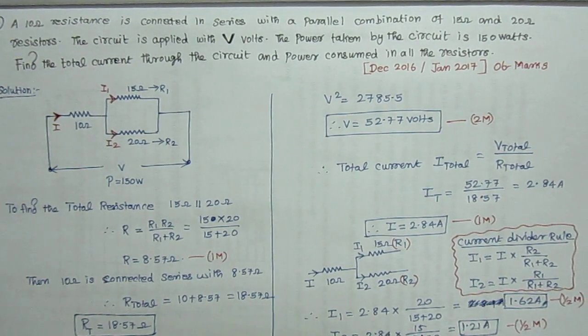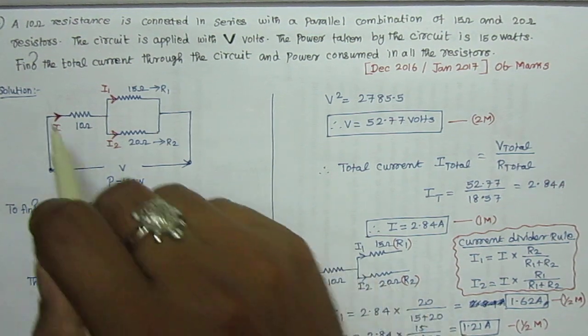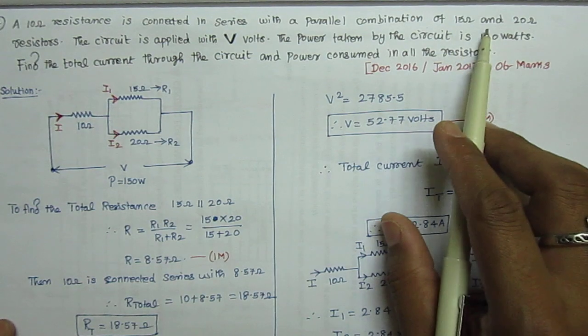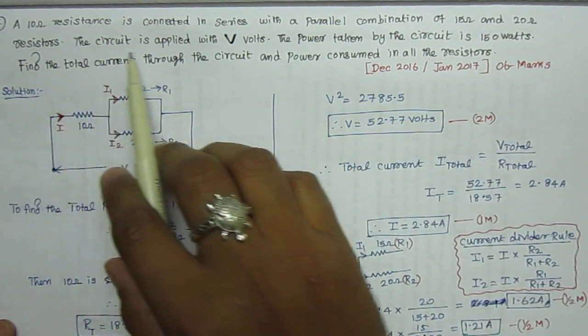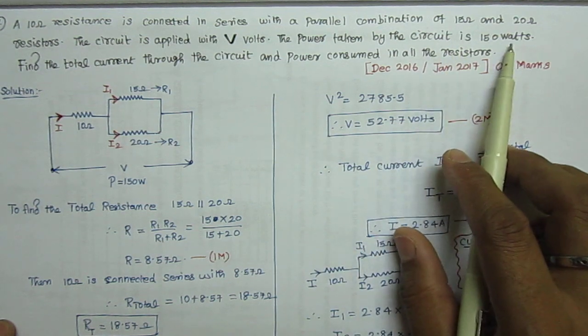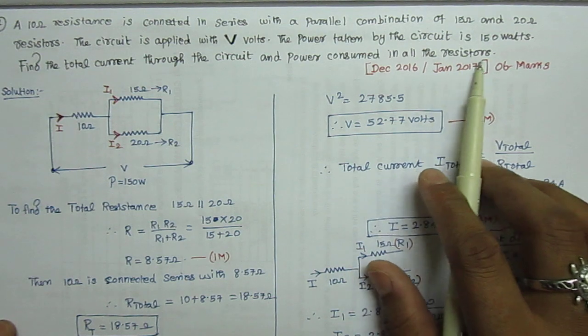Hello everyone. Today we are going to discuss the VTU problem based on current and voltage divider rule, Part 2. The problem is: a 10 ohm resistor is connected in series with a parallel combination of 15 ohms and 20 ohm resistors. The circuit is applied with V volt. Power taken by the circuit is 150 watts. Find the total power through the circuit and power consumed in all resistors.